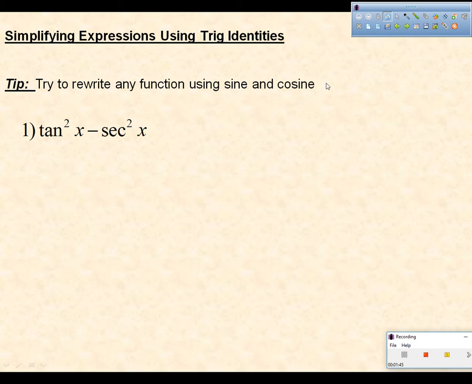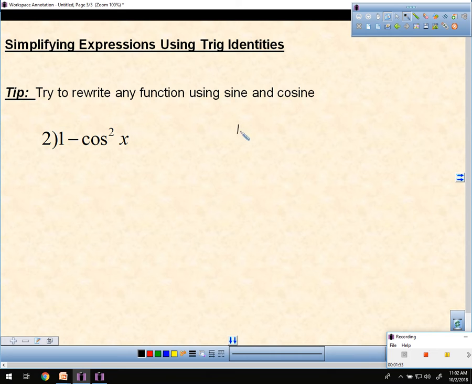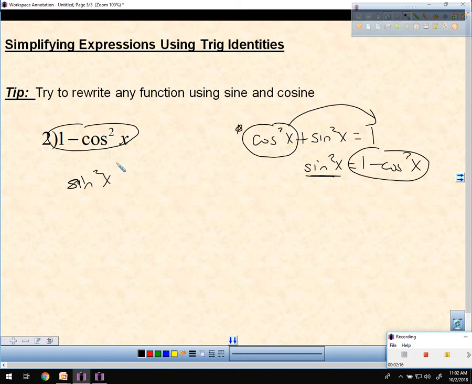For the next one, I've got 1 minus cosine squared. Again, I go back and look at my Pythagorean identity, which is cosine squared of x plus sine squared of x equals 1. If I move the cosine squared of x over to the other side, I get sine squared of x is equal to 1 minus cosine squared of x. So 1 minus cosine squared of x is just equal to sine squared of x, and that would be my answer.